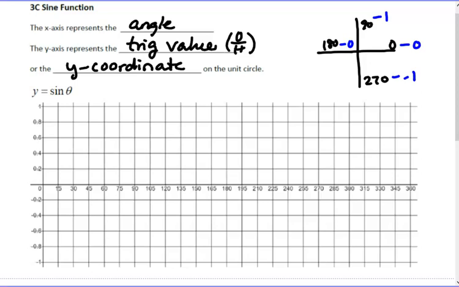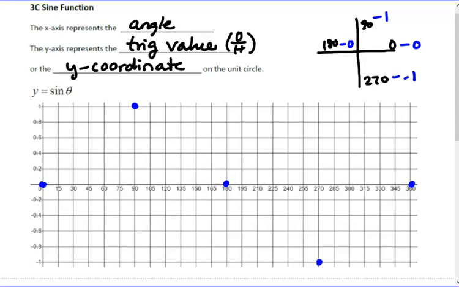If we plot those points, 0, 0, 90, the y value is 1, that's our maximum value. At 180, the sine value, the opposite side, is back down to 0. No vertical side when we're straight on this horizontal line. Then at 270 we're down to -1, and then back at 360 we're back to 0, or at the same place as we were with 0.